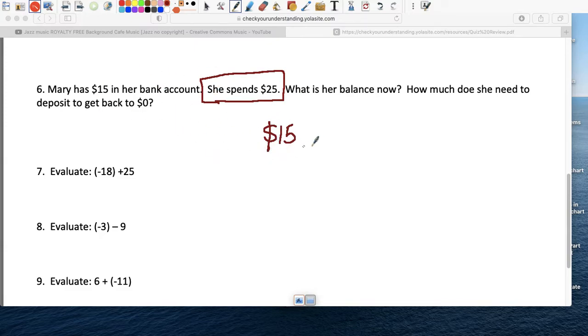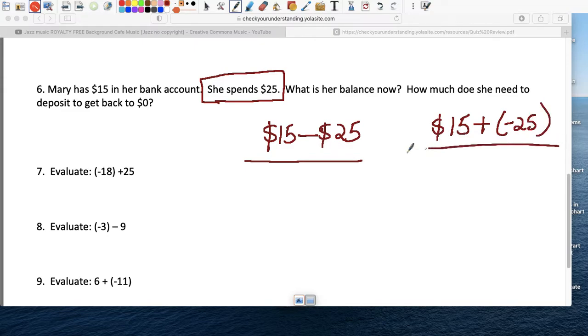So let's start with 15. Now, there's 2 ways of representing it. Spending can be shown as subtraction. And then we can write the 25. So that would be an expression that we can use. But you can also use an addition to represent the same situation. So 15, and remember we talked about subtraction being the same as adding the additive inverse of the second addend, so we can rewrite that as this. It's a matter of choice, whether you want to use this one or that one.